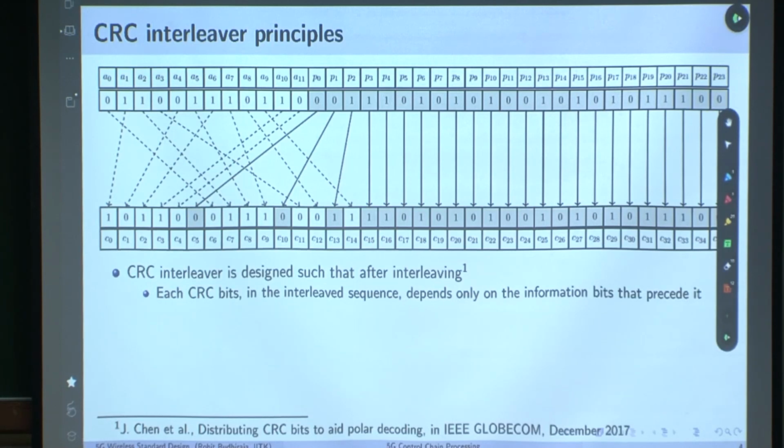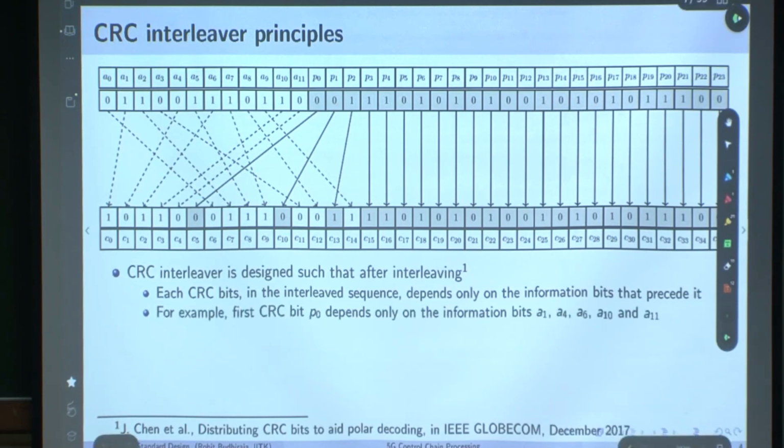What are we saying here? You have calculated the CRC. The input plus CRC goes inside the interleaver. Now the output will be interleaved, and it will be such that each of the CRC bits in the interleaved output sequence depends only on the information that precedes it. So just look at this.